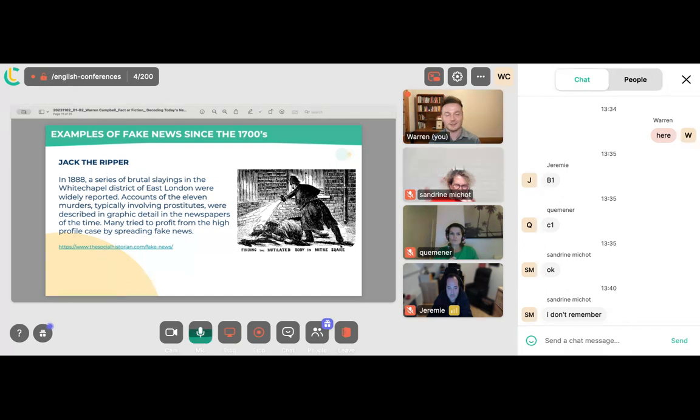Still to this day, the mystery of Jack the Ripper remains in the UK. I don't know if you guys watch any British films or have read any books on this subject, but it's a big topic in the UK.